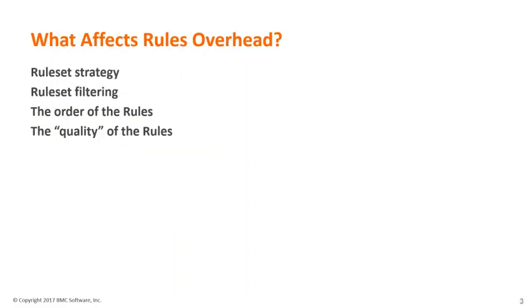When we consider improving the performance of AutoOperator, there are really 4 areas we need to look at. We need to consider our rule set strategies. Are we using filters for the rule sets? What is the sequence of the rules within the rule sets? And what's the quality of the rules? We're going to take a closer look at each of these in detail.